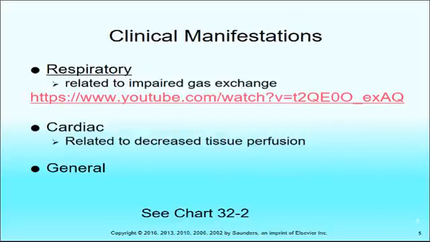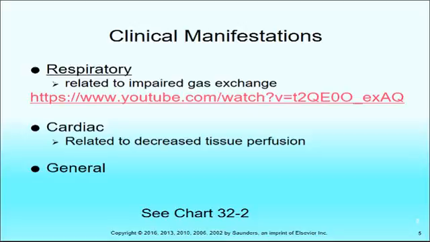What are the clinical manifestations of having a DVT or a pulmonary embolus? The respiratory manifestations, which are listed in chart 32.2 in your text, are obviously dyspnea, tachypnea, tachycardia. Tachycardia should be with a cardiac, sorry. Pleural chest pain, dry cough, hemoptysis. You will hear a pleural rub.